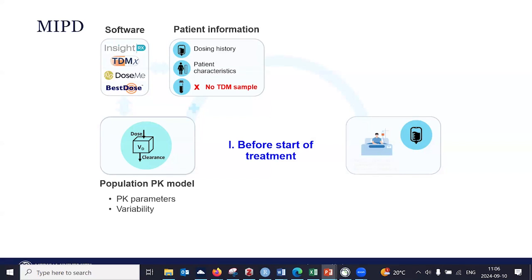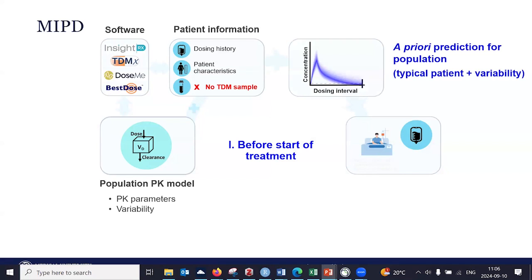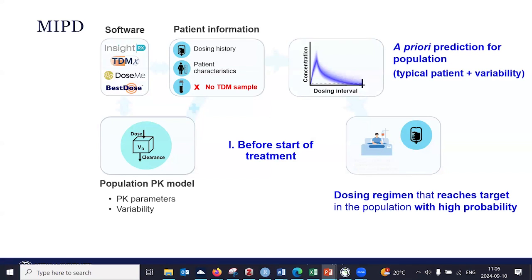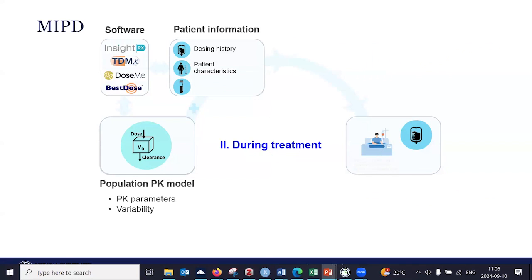MIPD can be applied in 2 scenarios. Before the start of treatment, only patient information is available, but no drug measurements. Based on the model, predictions for the underlying population can be made, and a dosing regimen that has a high probability of reaching the target can be determined.